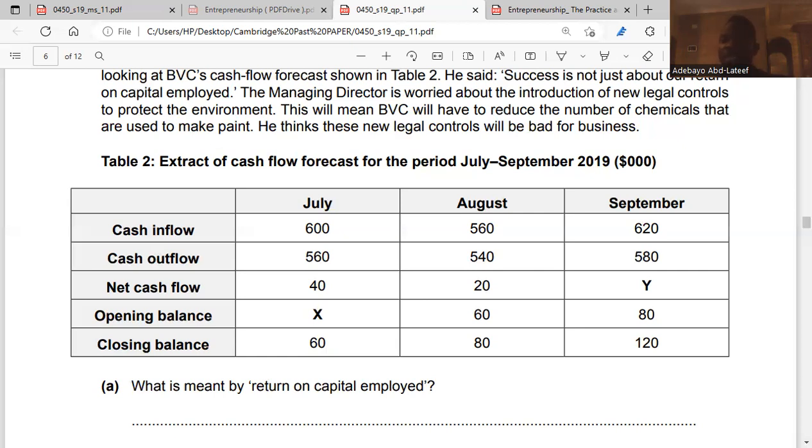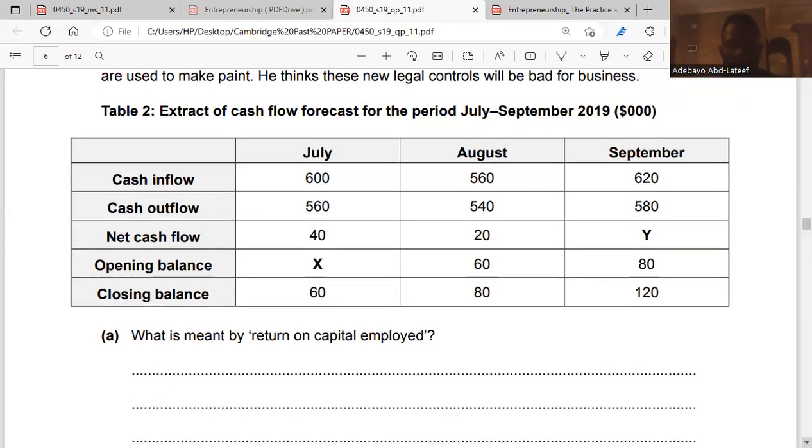No, it's going to be, I said closing balance is net cash flow plus opening balance. So closing balance is 60 equals 40 plus X. So X will be 60 minus 40. So our opening balance will be 20. Is it clear?